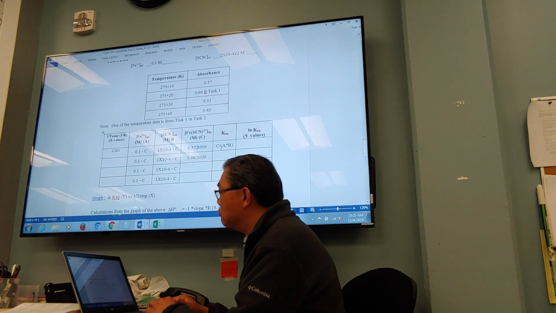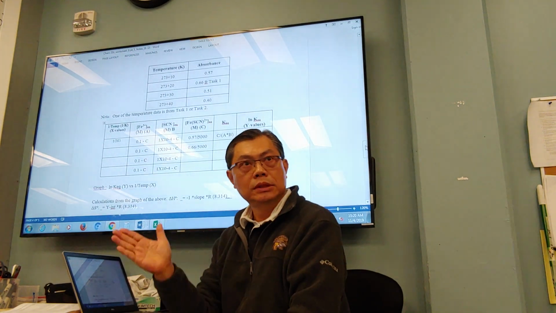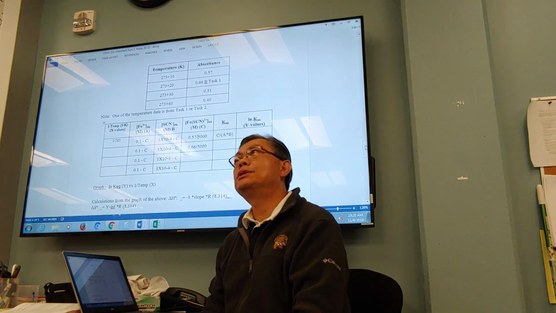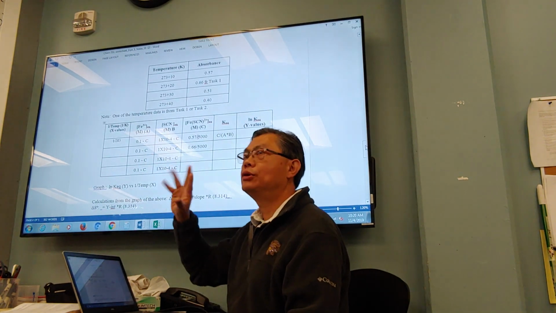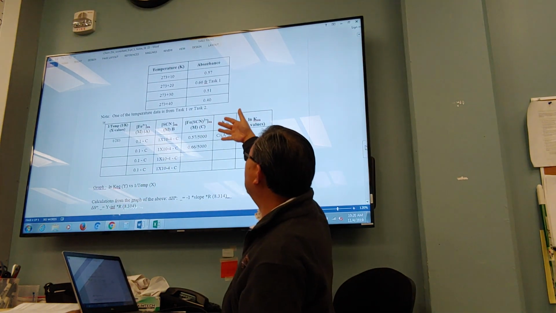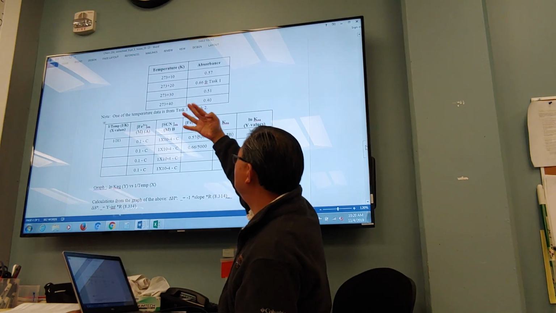Then you get different equilibrium constants, because the equilibrium constant is what? Temperature sensitive. So it's not a perfect constant. It changes as you change temperature. So how many KEQ do we have? It would be 4, because there are 4 temperatures.